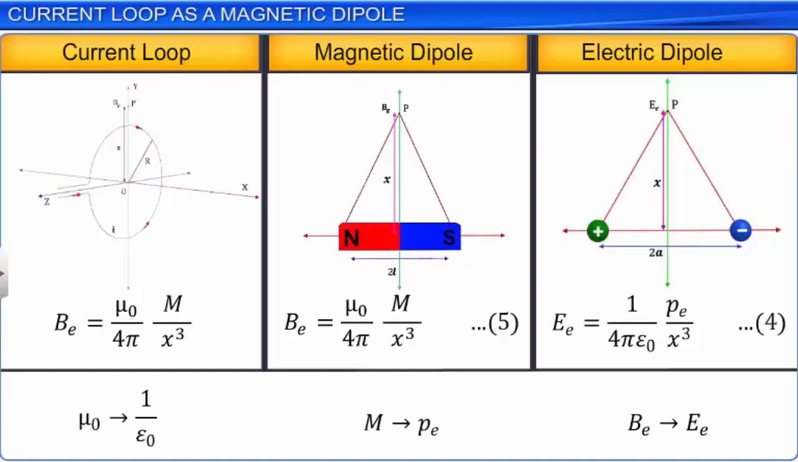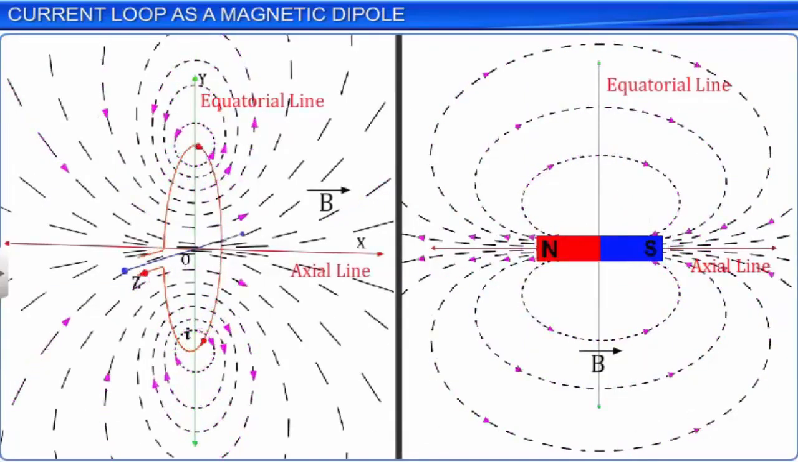Substituting these similar values in equation 4, we arrive at the magnetic induction at a distant point P on the line which is in the plane of the circular loop as BE is equal to mu naught by 4 pi into m by x cube. Here too, the distance x of the point is much greater than the radius of the circular loop. Observe that the magnetic field produced by a current carrying circular loop is similar to the magnetic field due to the magnetic dipole at large distances. Such a dipole is referred to as a point magnetic dipole.